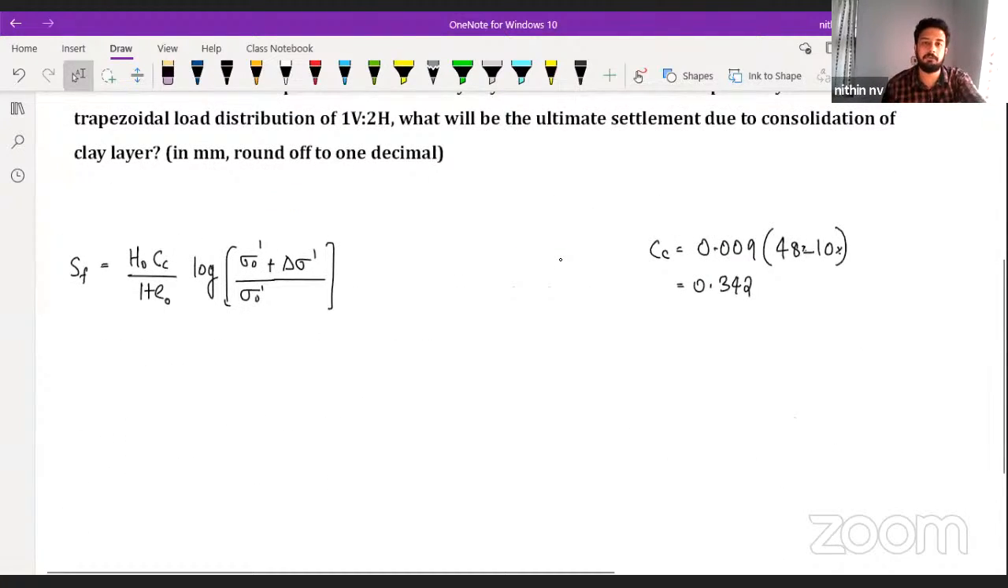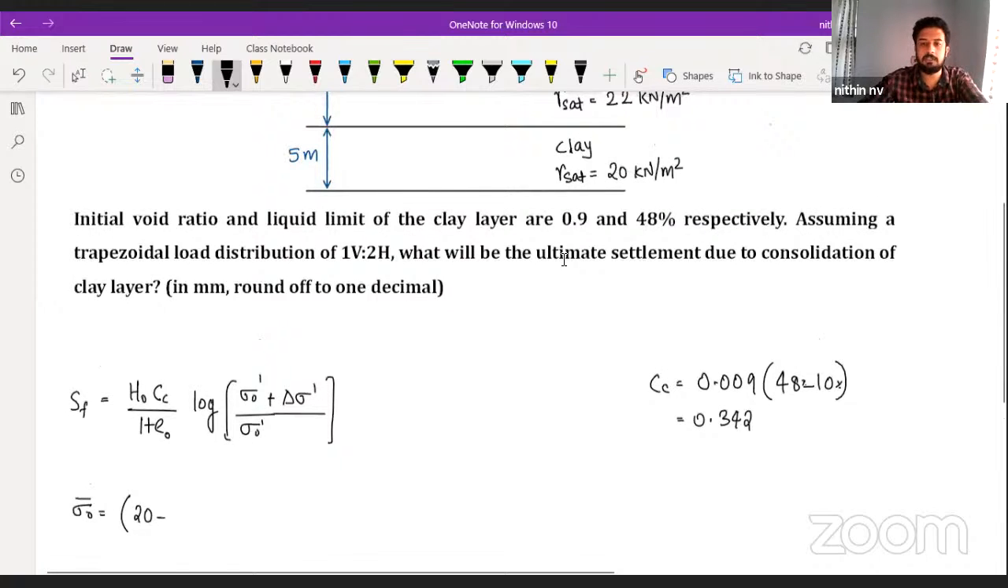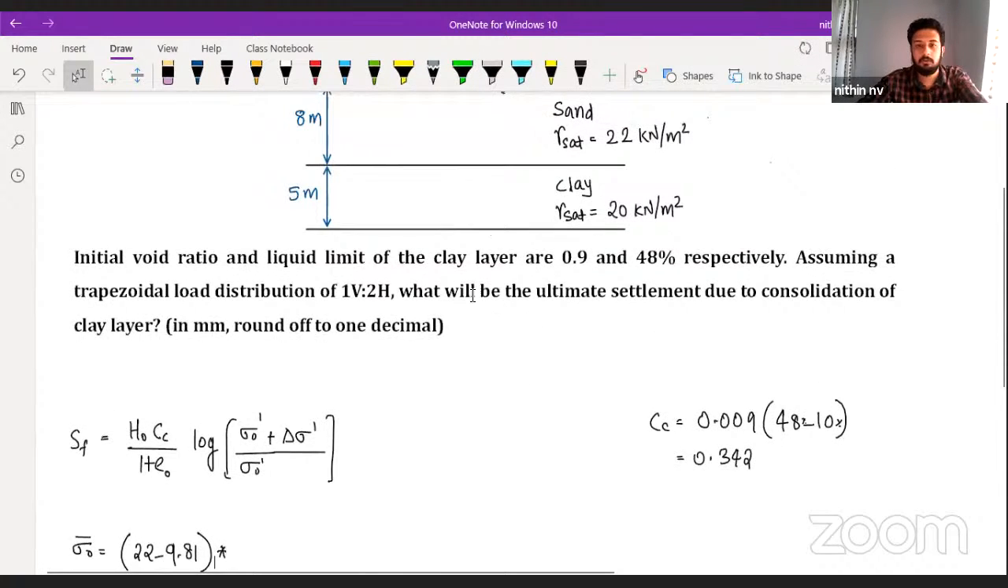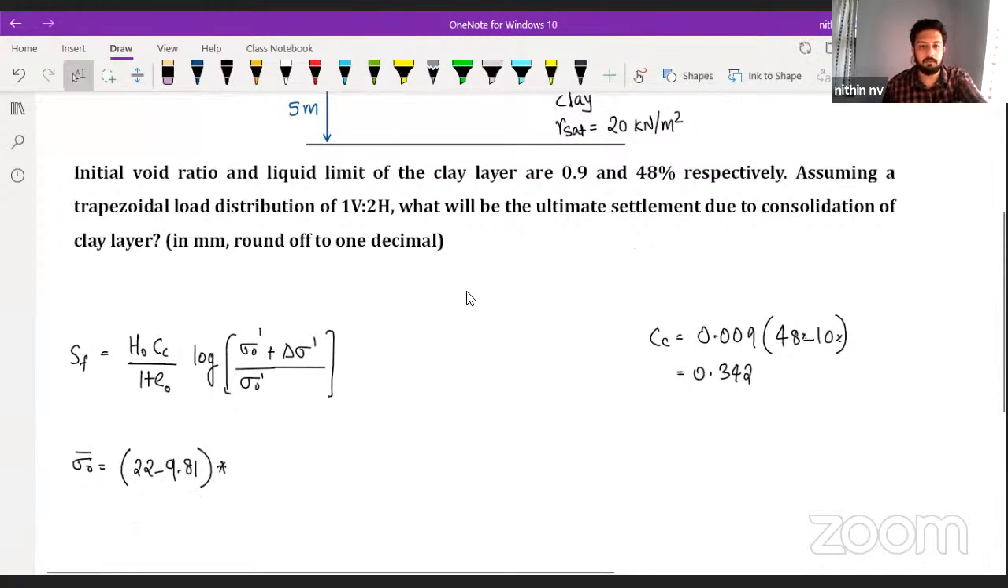I hope you have already seen the part 1. If not, you can watch later. So how the equation will come, I can directly take the submerged value. So for the sand, it is 22, no? Okay. So 22 minus 9.81, which is nothing but the submerged unit weight of the sand, multiplied with, what was the 8 meter. Okay. Plus 20 minus 9.81. Now tell me, how much is this value?